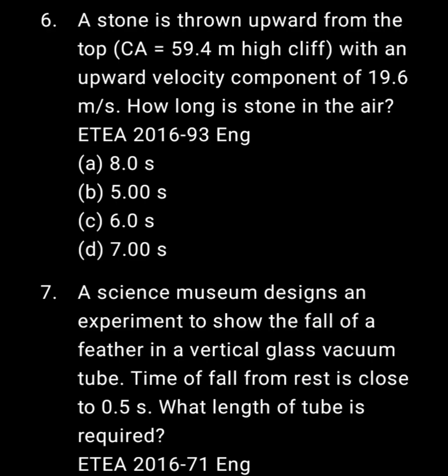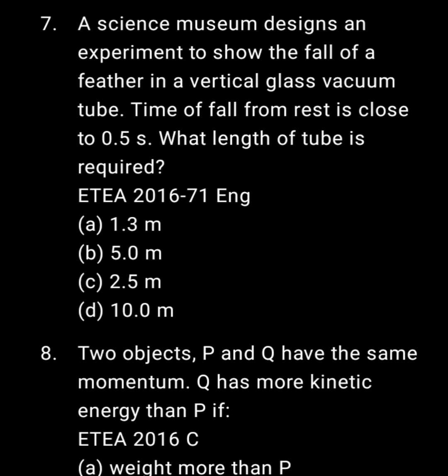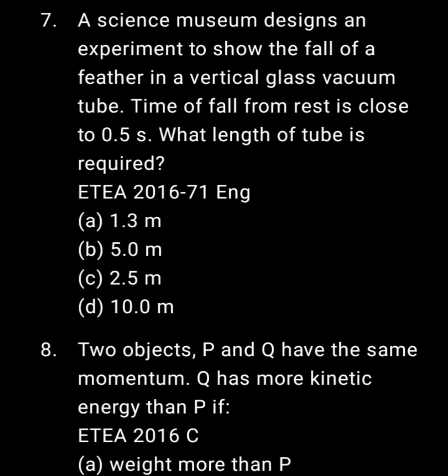7. A science museum designs an experiment to show the fall of a feather in a vertical glass vacuum tube. Time of fall from rest is close to 0.5 s. What length of tube is required? ETA 2016-71 Eng. A. 1.3 meters. B. 5.0 meters. C. 2.5 meters. D. 10.0 meters.